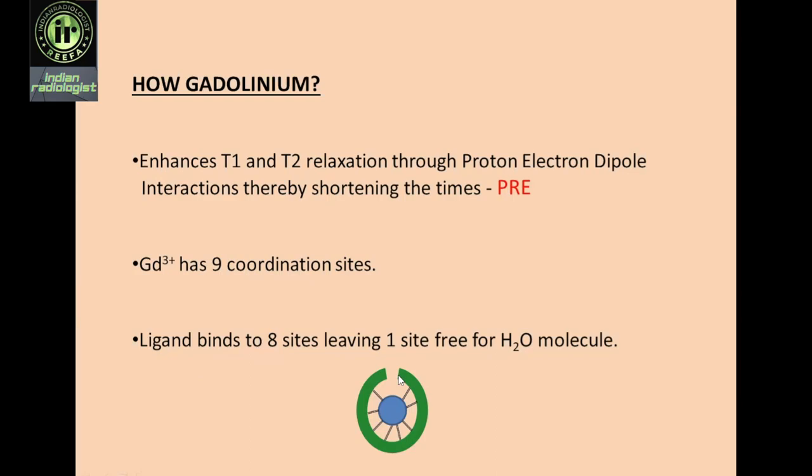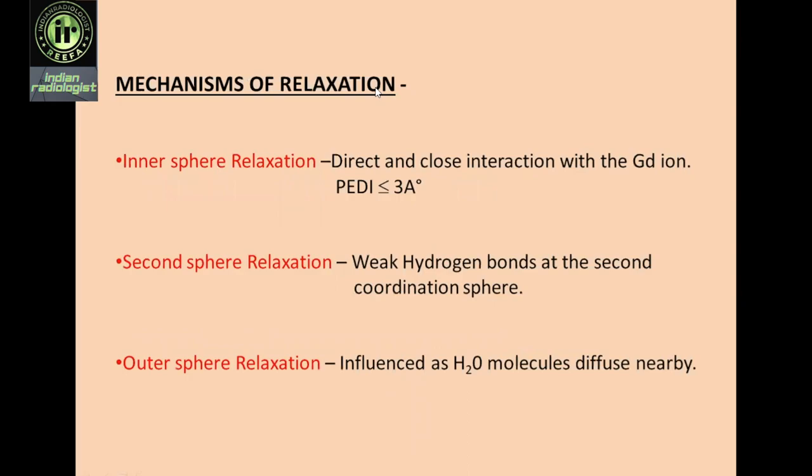of a water molecule. How does the water molecule get relaxed due to the presence of the gadolinium ion? There are 3 mechanisms that take place. The relaxation may occur via inner sphere relaxation. Inner sphere means direct and close interaction with the gadolinium ion. I will show you in a short while in the animation. Or it may be second sphere relaxation by formation of hydrogen bonds. Or it may be outer sphere relaxation, influenced as water molecules diffuse nearby.